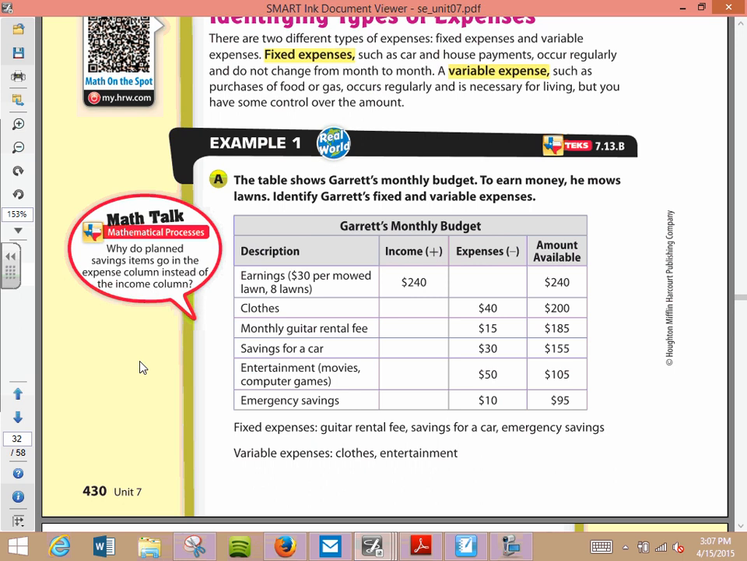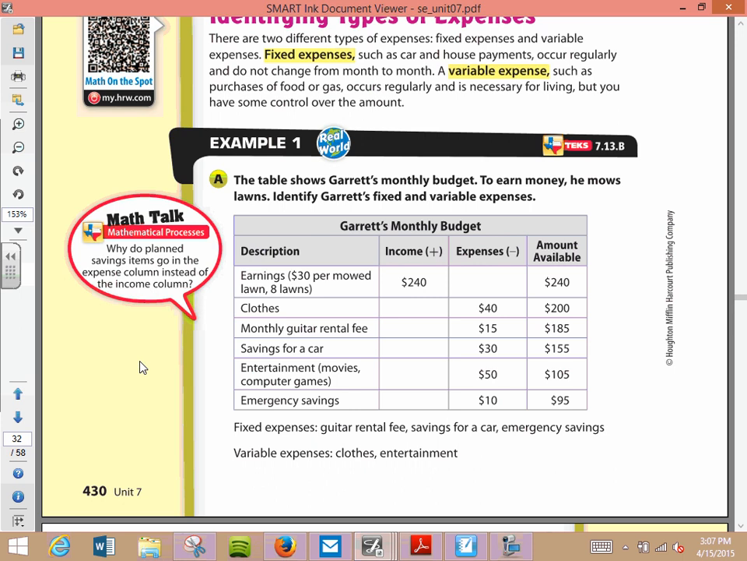So this guy, most likely he's a young guy, and he earns $240 a month. Look at the expenses. He spends $40 on clothes. Is that variable or fixed? In other words, will that amount change, or is it the same amount every single time? Change, right? Because you can spend $30, you can spend $20, or less than that. What about a monthly guitar rental fee? What tells me it's fixed? Monthly. Every month you pay the same amount.